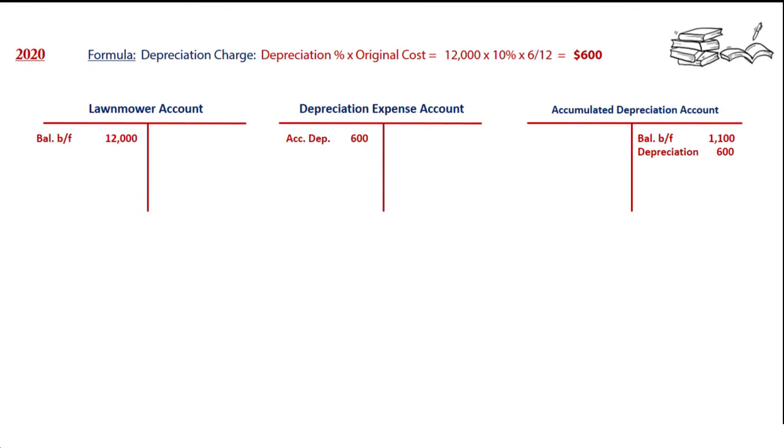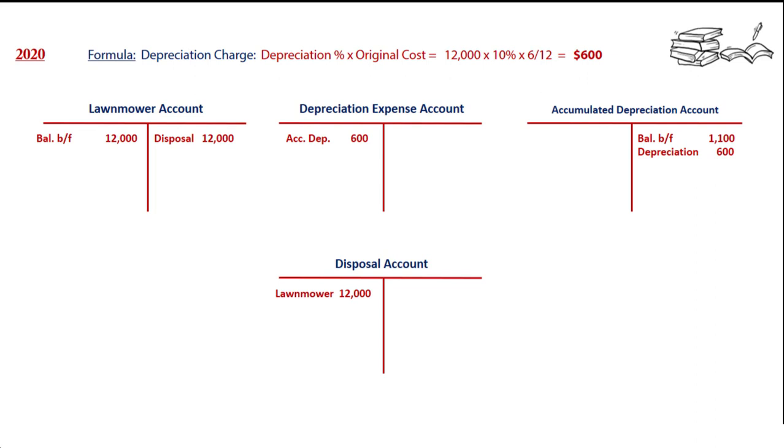There has been a disposal. He sold the asset off to AC for $11,000. So what is the first step? We have to take the asset off the account. What do we do? We come to the lawnmower account, credit it with the original cost, which is $12,000. Open the disposal account and debit it in the name of lawnmower for $12,000.